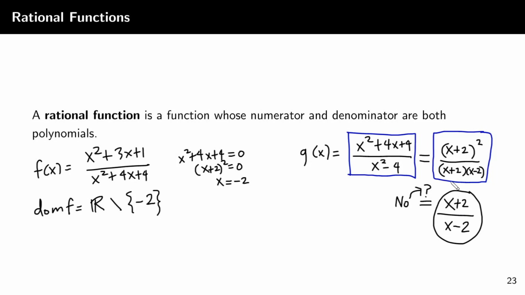Kasi baka may number tayo na maisama dun sa domain. Okay. So, hindi natin dapat i-cancel yung common factors. So, ano ngayon ang domain? So, the domain of g will be all real numbers except for those that will make the denominator 0. So, yung denominator natin, 0 siya when x equals negative 2 and when x equals positive 2. So, be careful when manipulating rational functions.